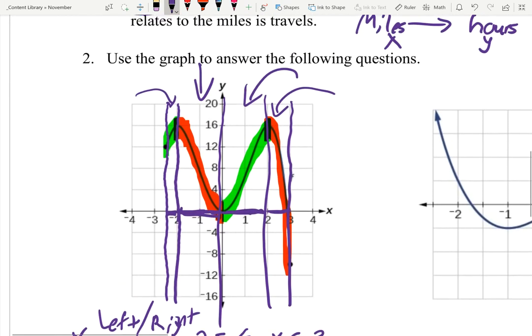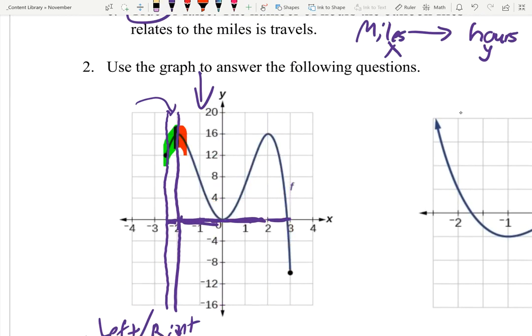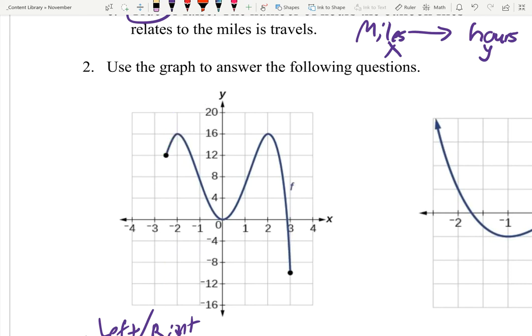All right. So I've made my picture pretty messy. Hopefully that's not too bad. But now we're going to focus on max and min real quick.